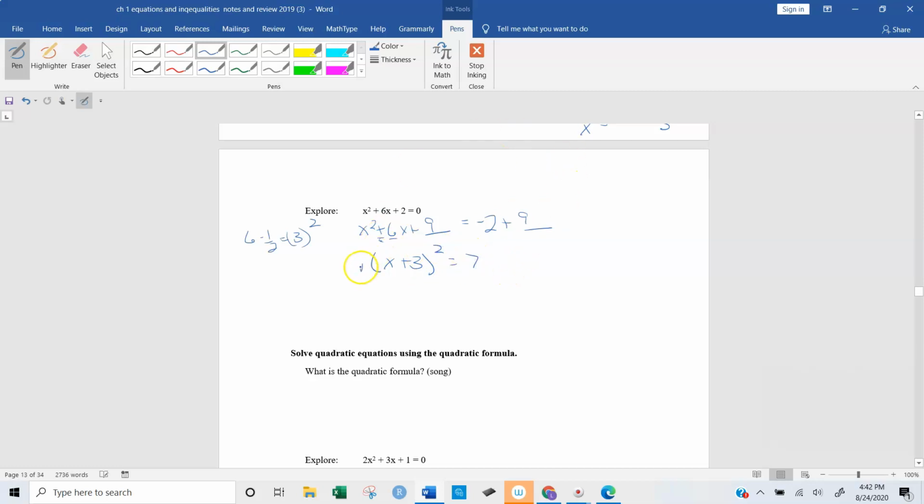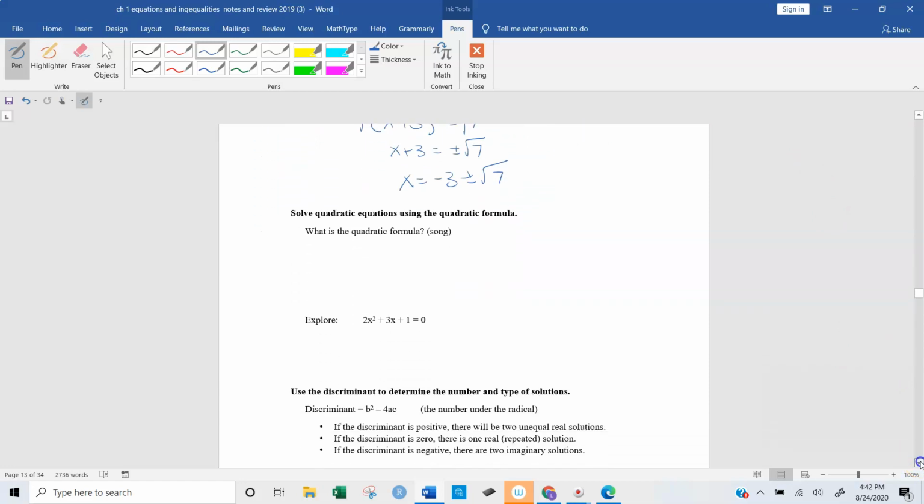Okay, take the square root of both sides. So now we have x plus 3 equals plus or minus the square root of 7. Subtract your 3 over. And that is your answer. I hope you did well.